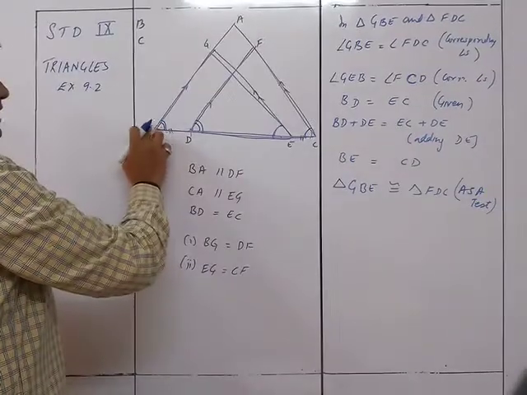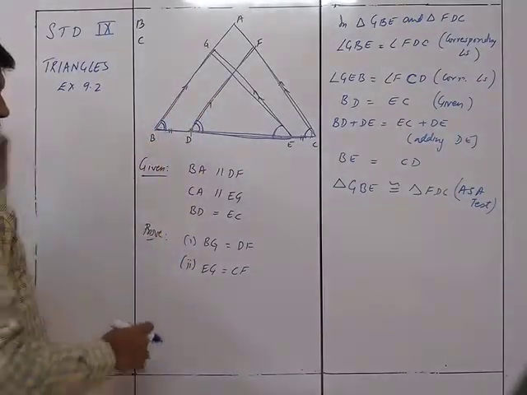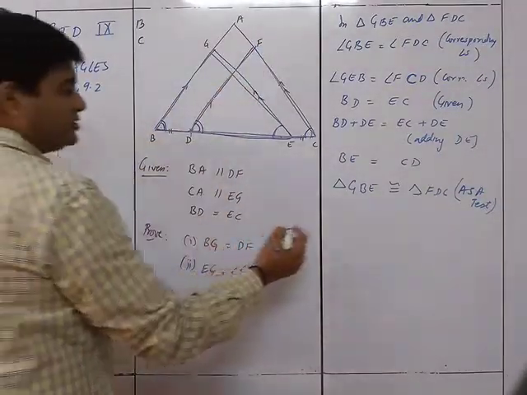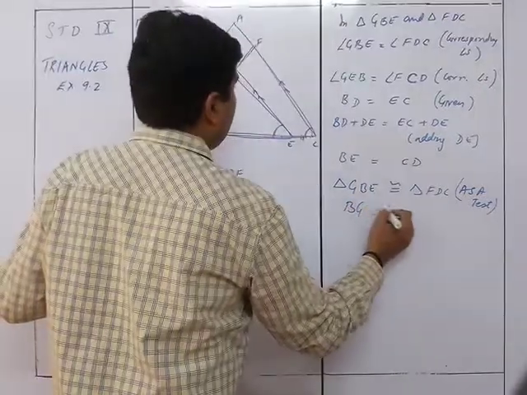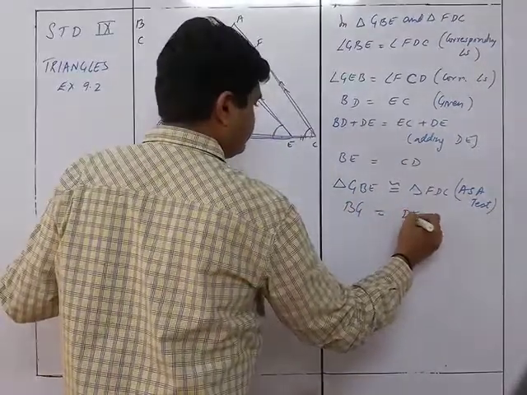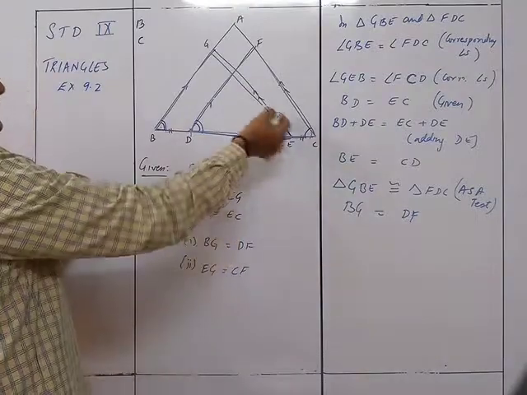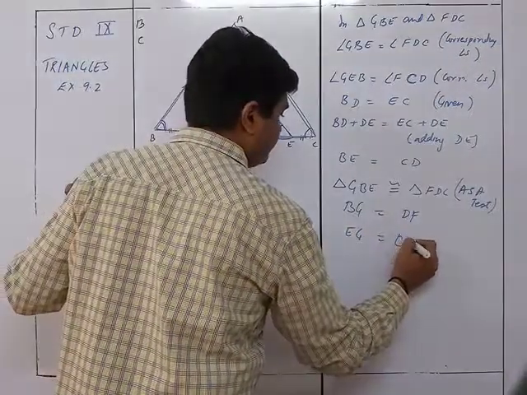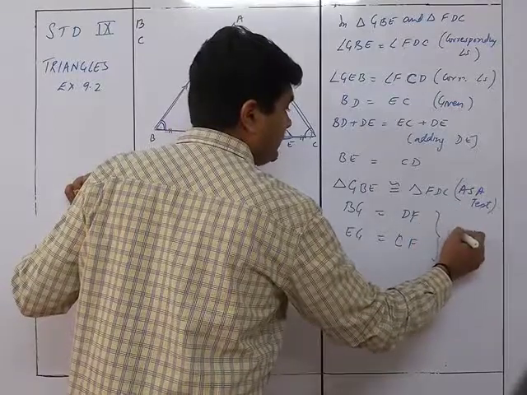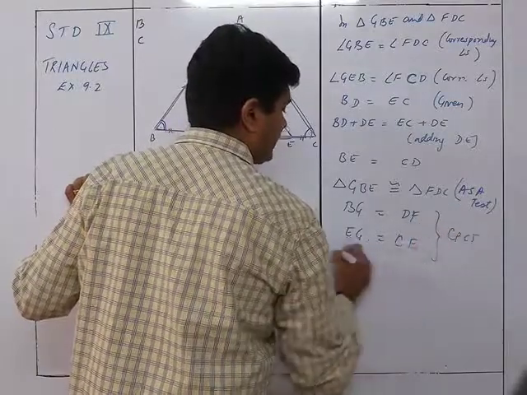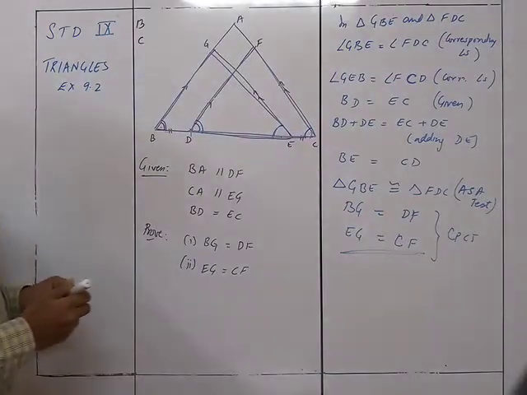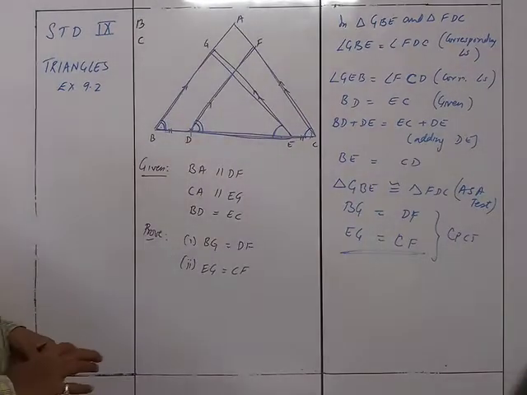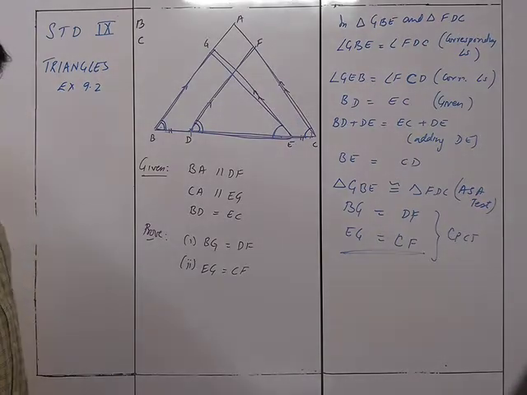Now BG is a side of one triangle and DF is a side of the other, so therefore BG is equal to DF. Also EG and CF are the corresponding sides, so EG is equal to CF. Reason for both will be CPCT. That will be the required proof for this particular sum number 13C.